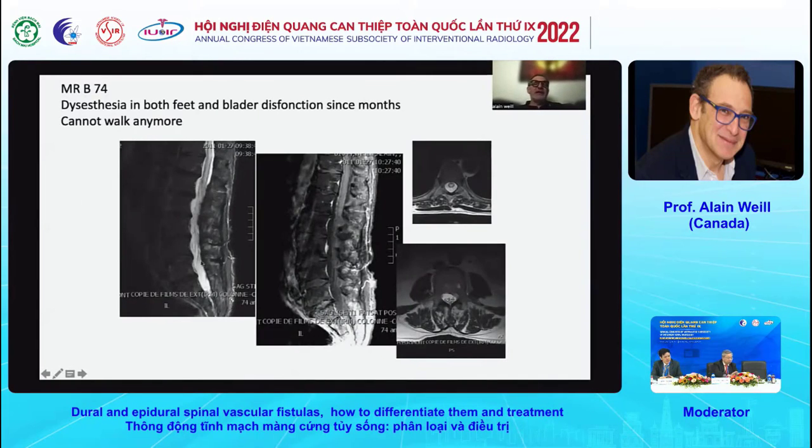So here is exactly the same case with edema of the lower cord, and also some contrast uptake. But you can see something which is slightly different here. You can see that there is a little mass effect coming from the epidural space, and here you have it with the arrow. But to be honest with you, at the beginning we didn't see that. It's only after the angiogram that we went back to the MRI and saw this.